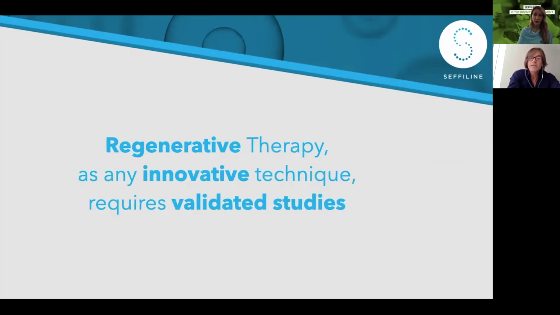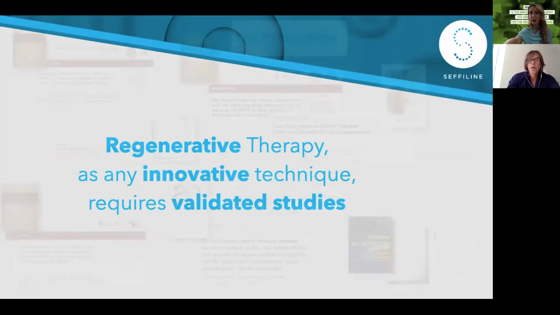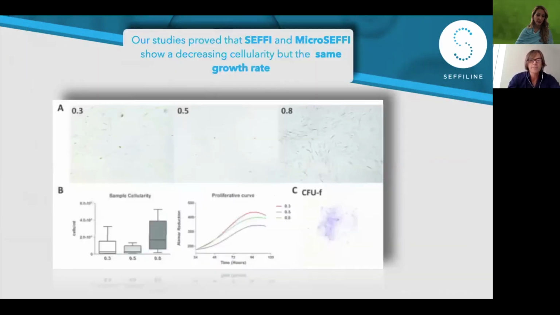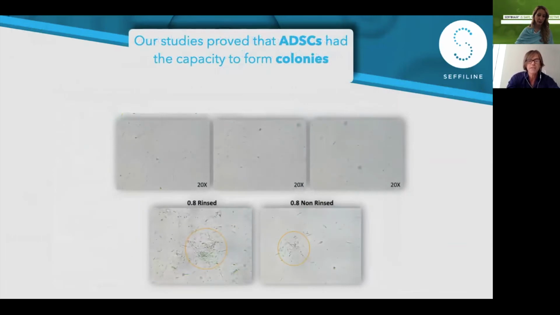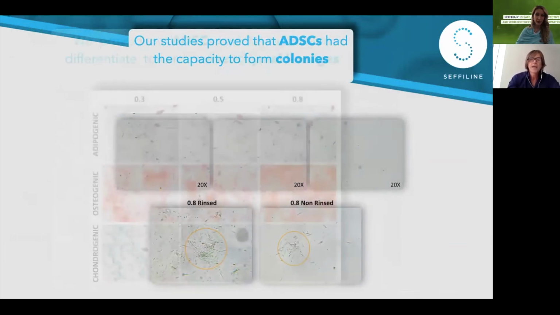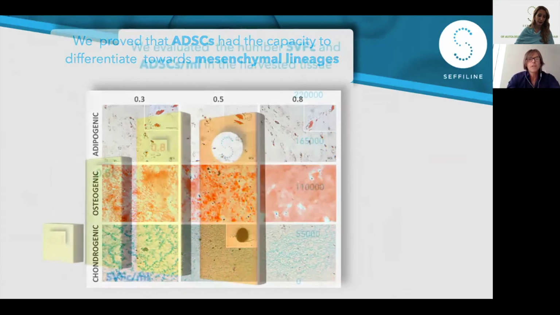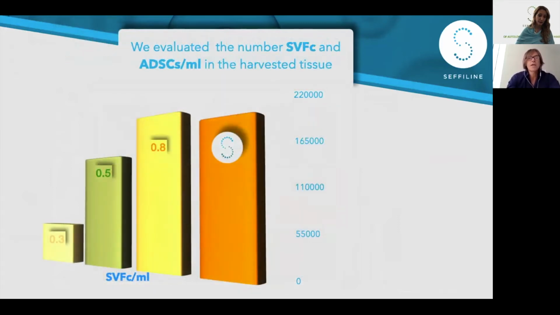Regenerative therapy is an innovative technique, and for this reason requires validated studies. We published several studies in a scientific journal, and we proved the growth rate of the stem cells, the capacity of stem cells to form colonies, and the capacity of these stem cells to differentiate towards the mesenchymal lineages. And last but not least, we evaluated the number of stromal vascular fraction cells and stem cells per ml of adipose tissue.